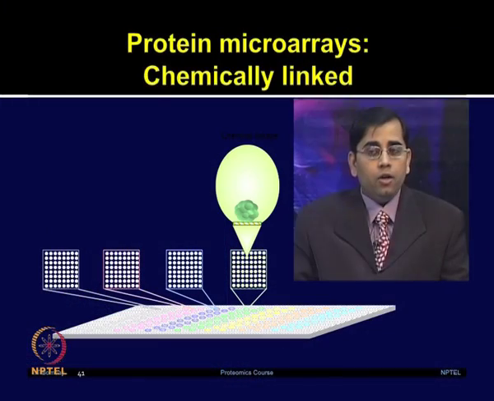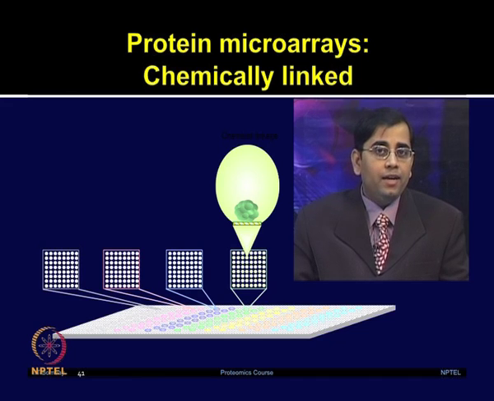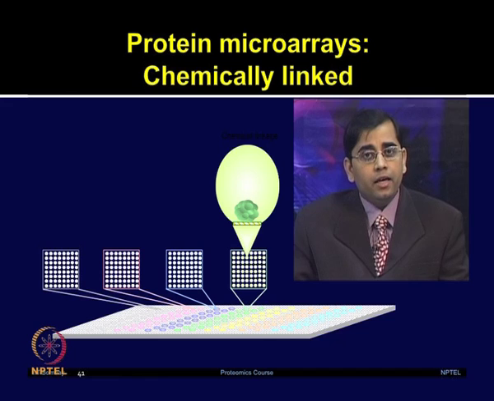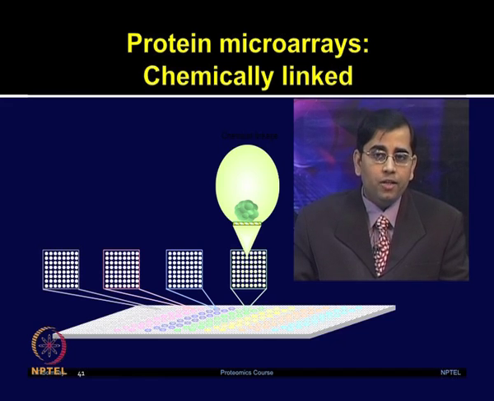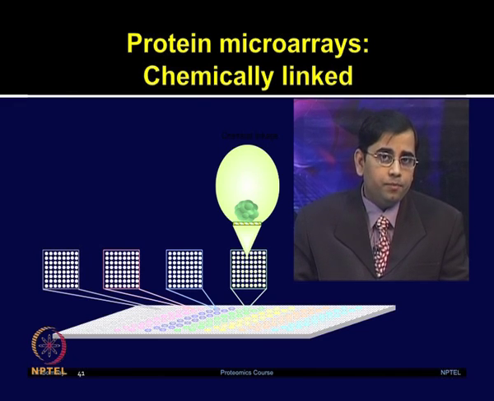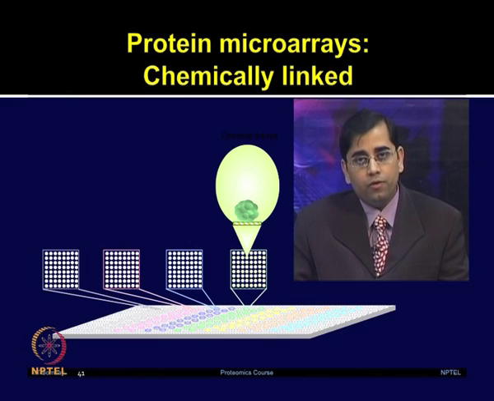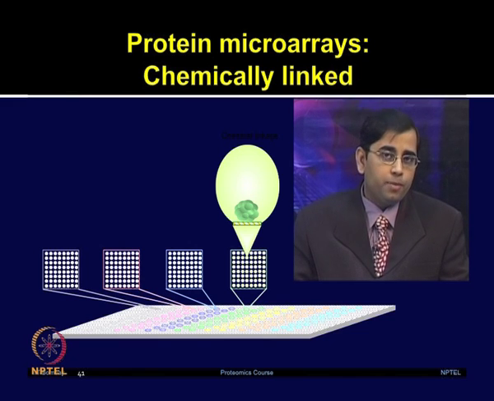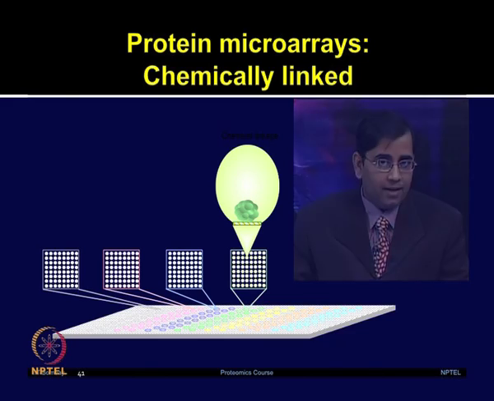So, the very conventional or most widely used method for printing proteins involves chemical linkage. The purified proteins are immobilized on the functionalized glass slide and it could be used for various applications. If one can purify a large number of proteins, then this could be a very ideal approach of printing the proteins on the chip surface and studying the different types of interactions.